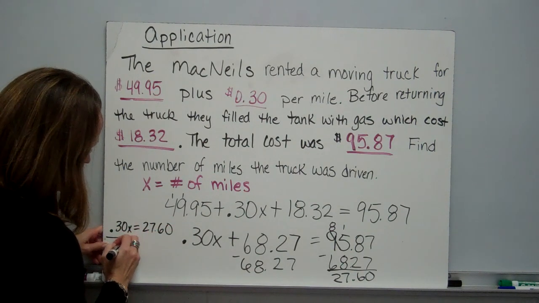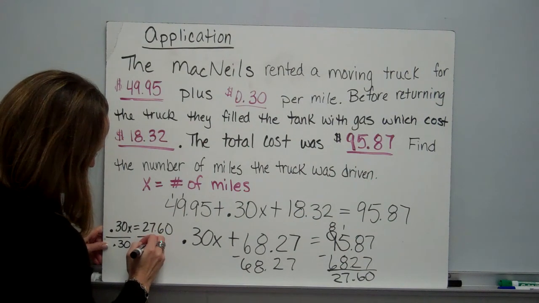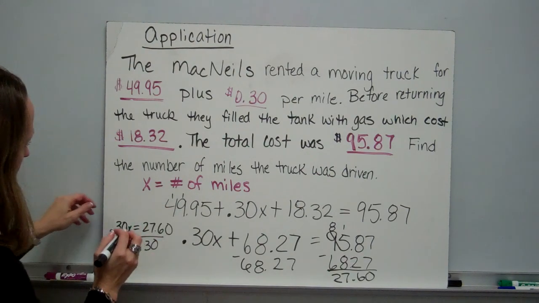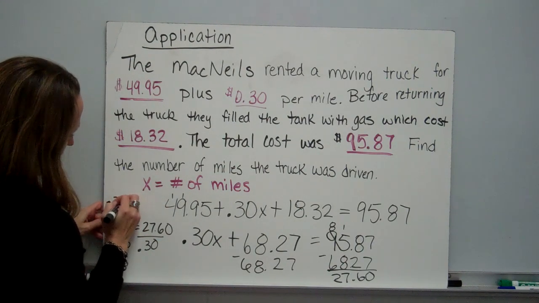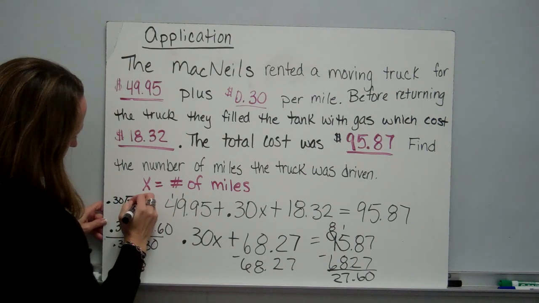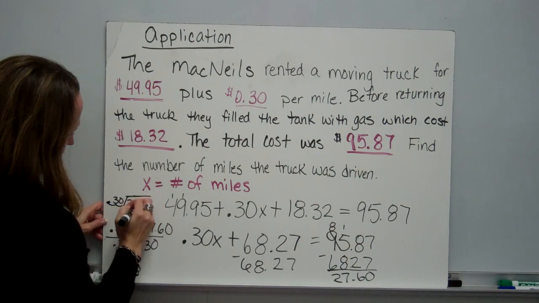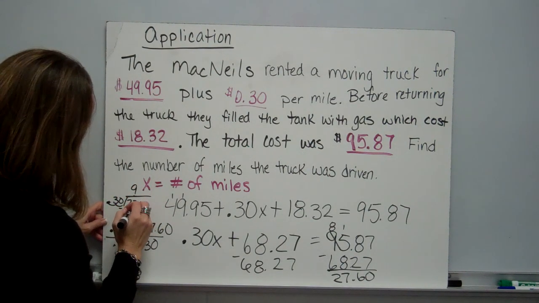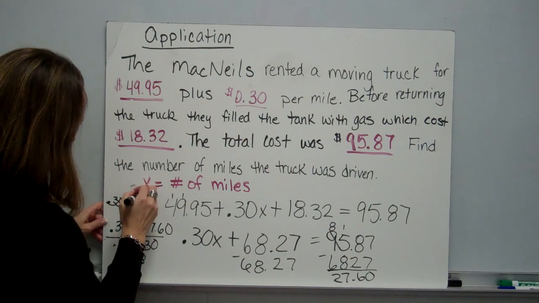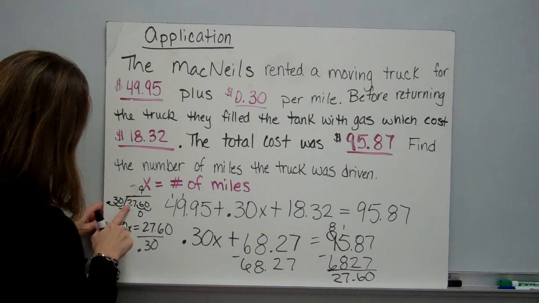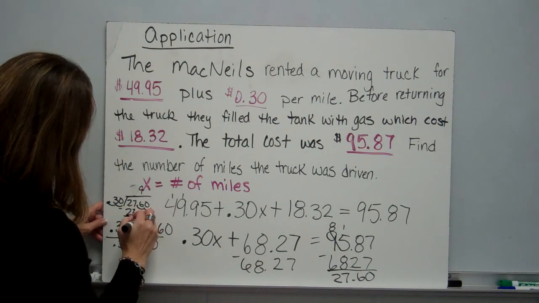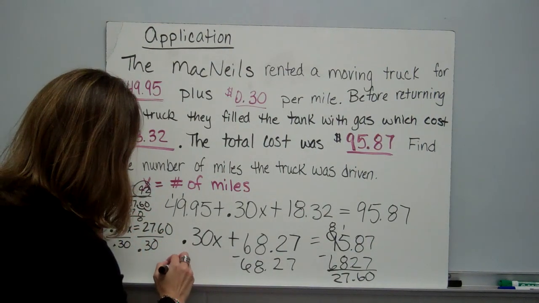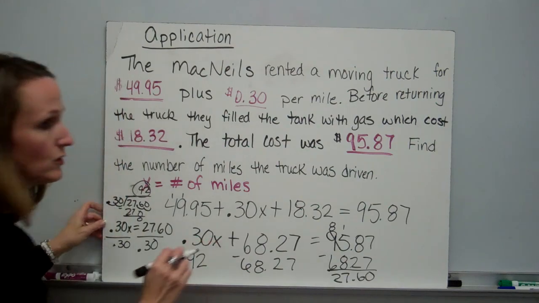When I divide both sides by 0.30, move our decimal, 9 goes here, and we get 92 miles. So x is going to equal 92 miles.